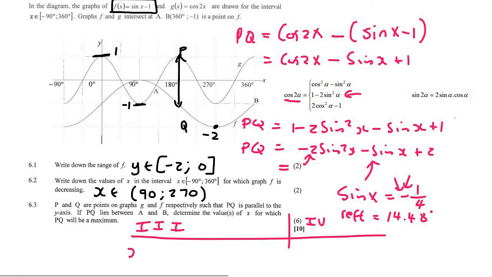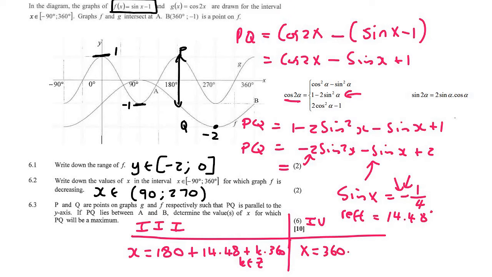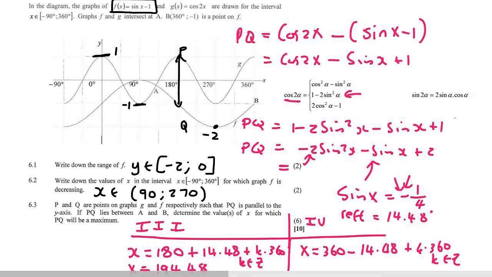Alright, so now what we can do is say x equals, now quadrant 3 is 180 plus the reference angle, plus k times 360, k is an element of z. And then x equals 360 minus 14.48 plus k times 360, k is an element of z. And if you go solve this now, you would get that x is equal to 194.48. I'm not going to write the element of z the whole time.